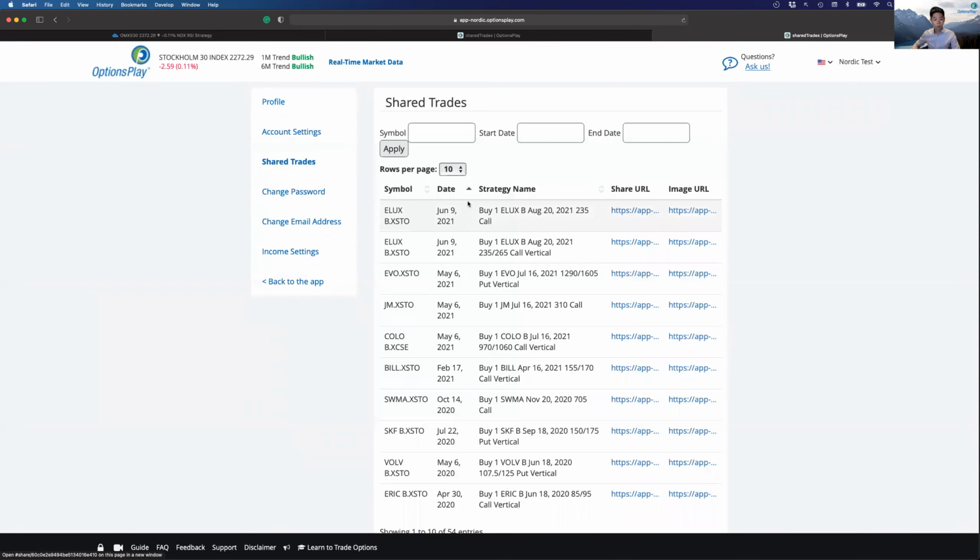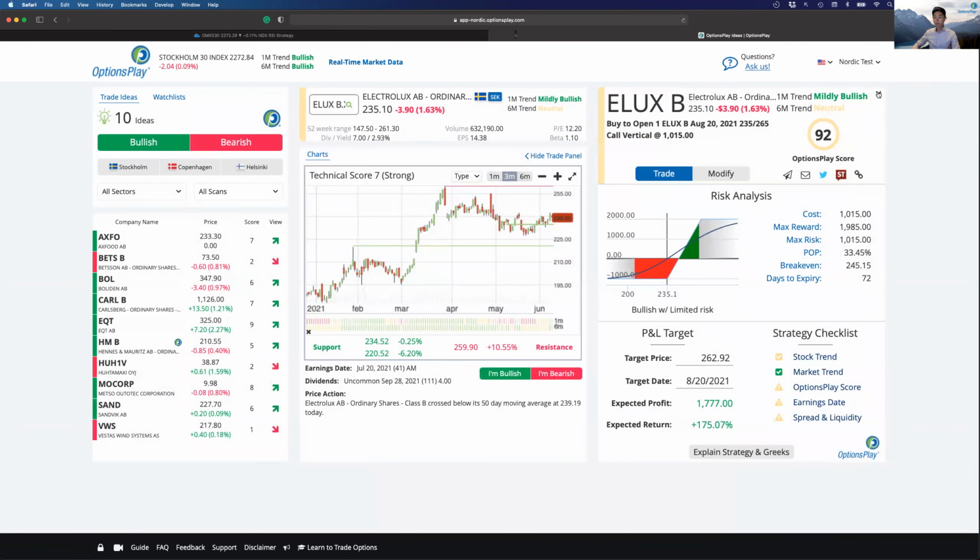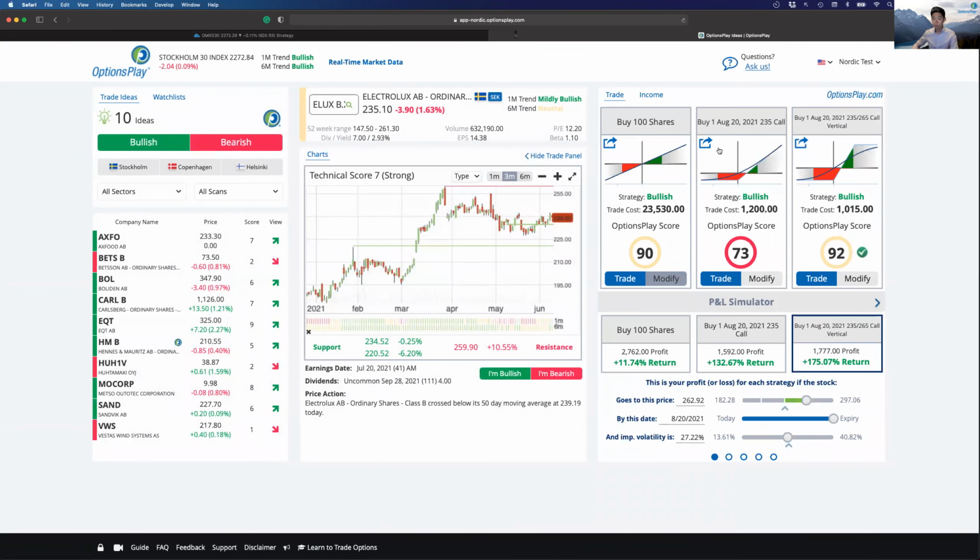Under shared trades, all you have to do is find the trade. You can click on the link. When you click on the link, it will open the trade in your profile. So let's go back and take a look at some other ideas.